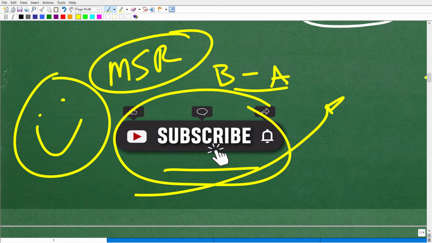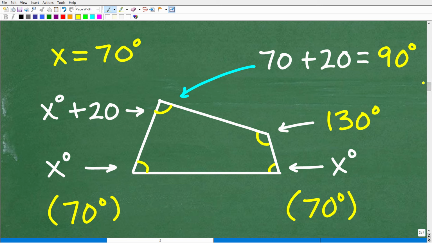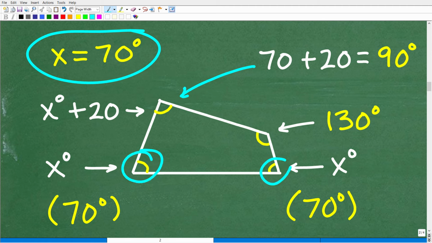Okay, so let's finish this problem up, because now that we know that x is equal to 70, we are not done. We're going to have to go back and actually find the angles. So we know these two angles down here in this quadrilateral are x degrees and x degrees. And by the way, this is a part of the problem that a lot of students forget. They'll solve the equation, but they won't answer the actual question. The question is, what are the angles of the quadrilateral? So we're going to have to go back and make sure we answer the question 100%.